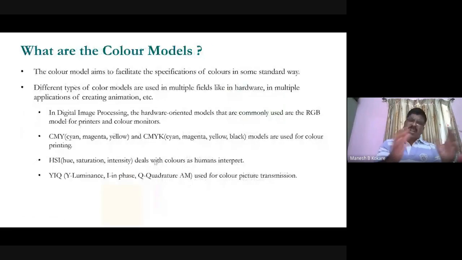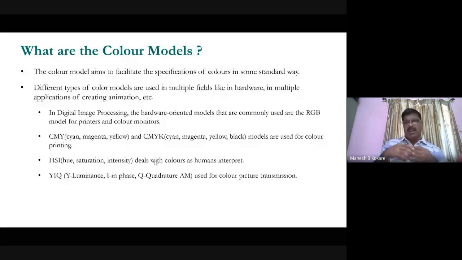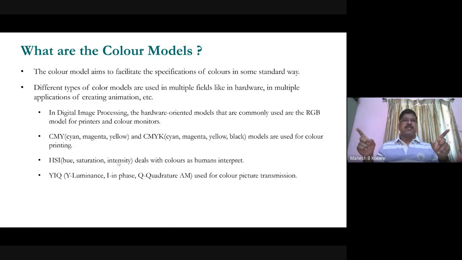So what are the different models in the color image? Basically, these are color models. There are several color models, like the RGB color model, the CMY color model, the CMYK color model, the HSI color model, the YIQ color model, or the YCrCb color model. What is the aim of a color model? To facilitate the specification of colors, and to represent those colors, in some standard way.